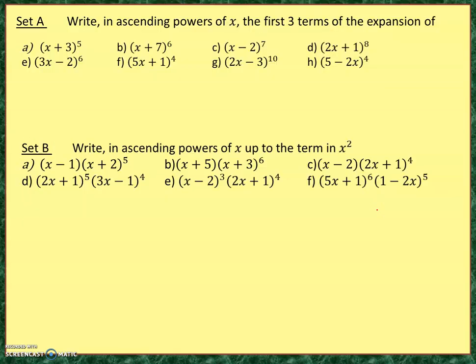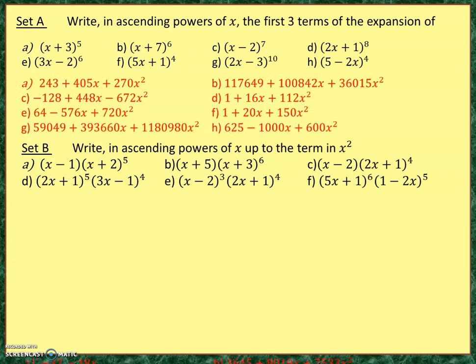Okay, so here are some questions that you can have a go at. The first set of questions are very much like what we just looked at. The second set of questions are a little bit more tricky, because you've got to then multiply your expansion by something else. So in the case of set B, A, B and C, use the binomial expansion for the bracket raised to a power, and once you've done that, then multiply it by the single term. And then here are the answers.